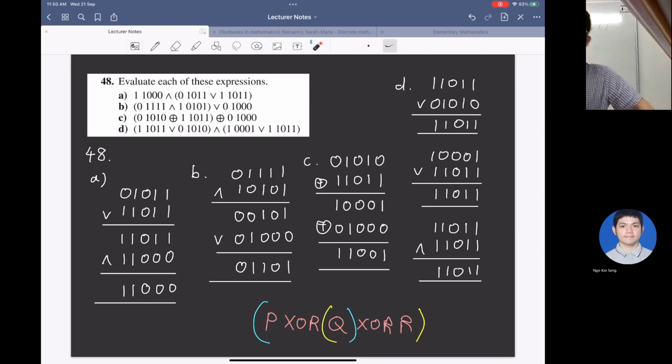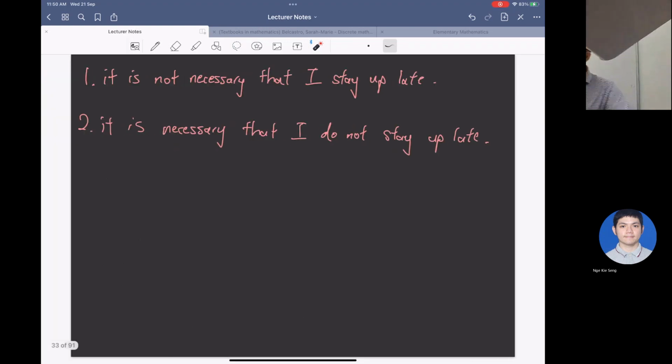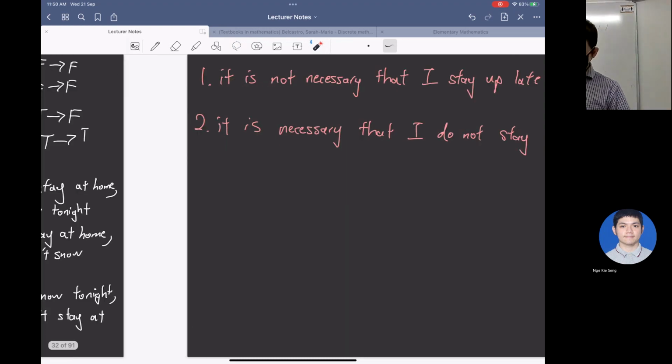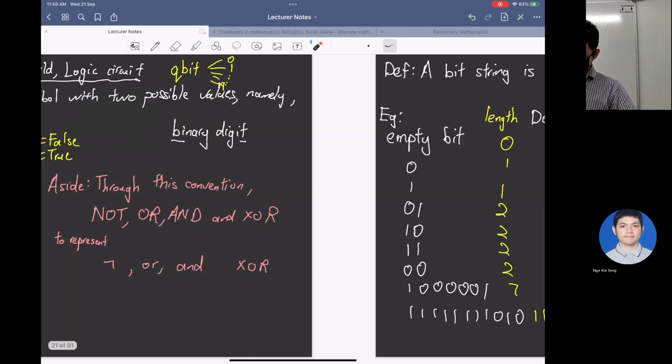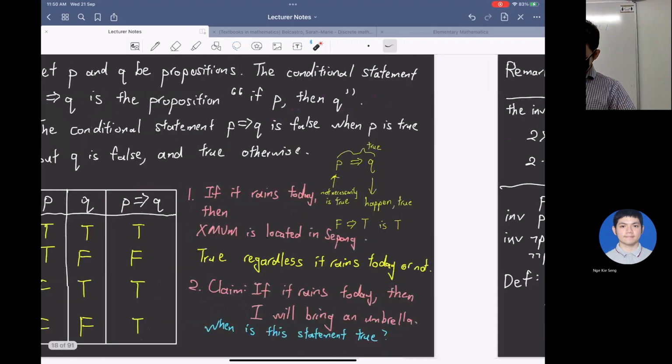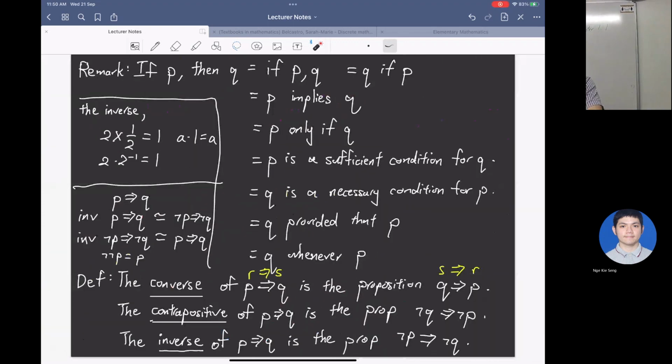This is the thing. Okay, let's check this. Q is a necessary condition. So what is necessary is the Q.